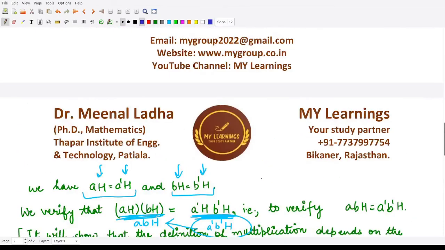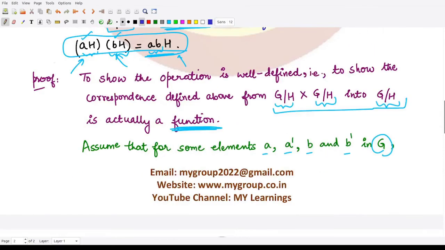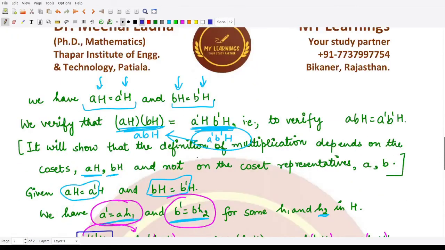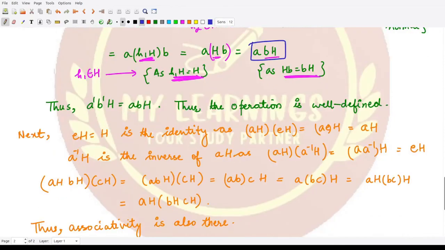This is what we wanted to prove in order to prove that we have a well-defined function. So we wanted to prove this in order to show that it is well defined. So our function here is well defined.